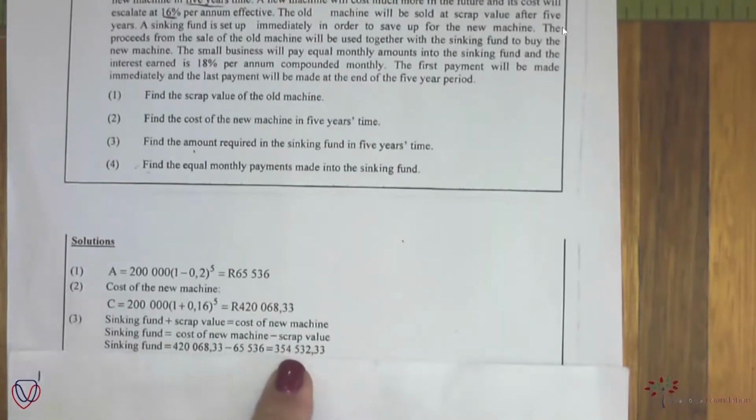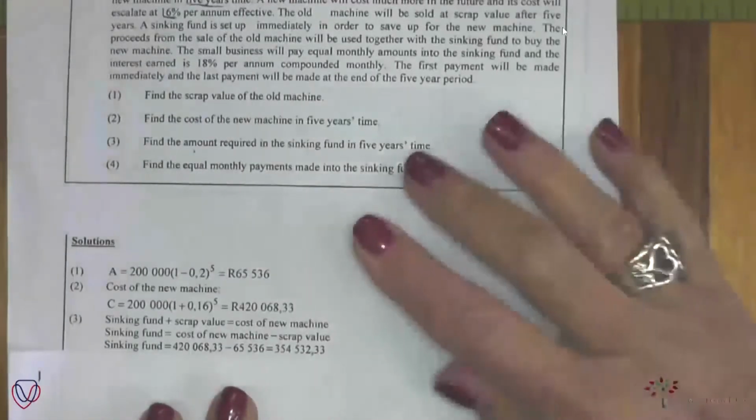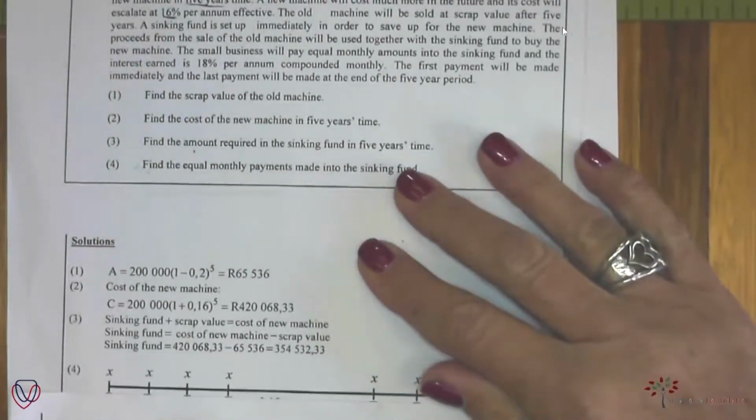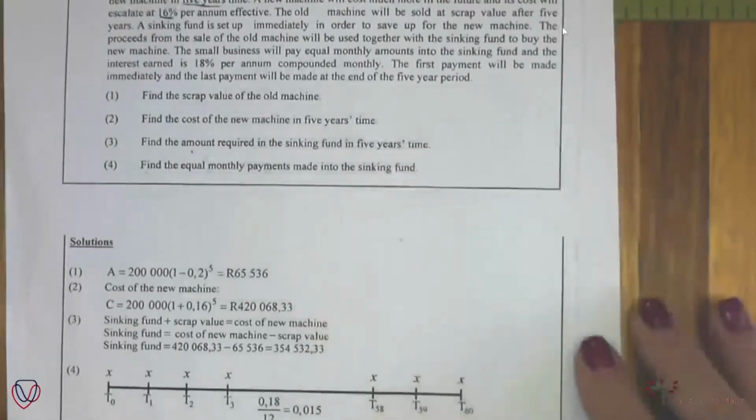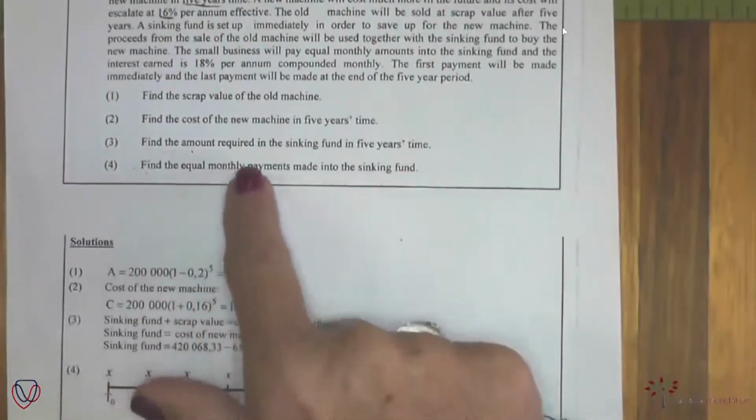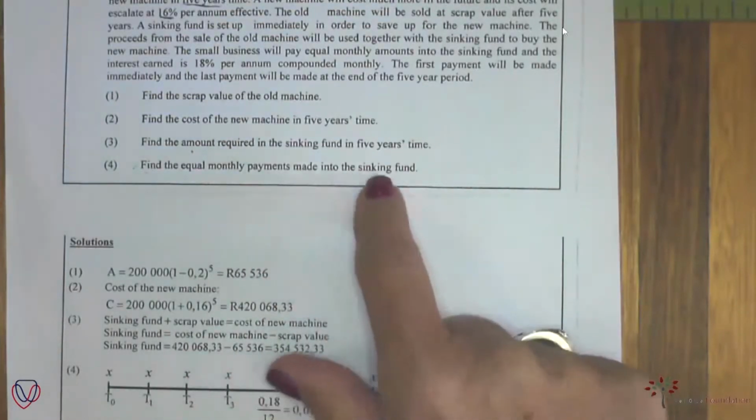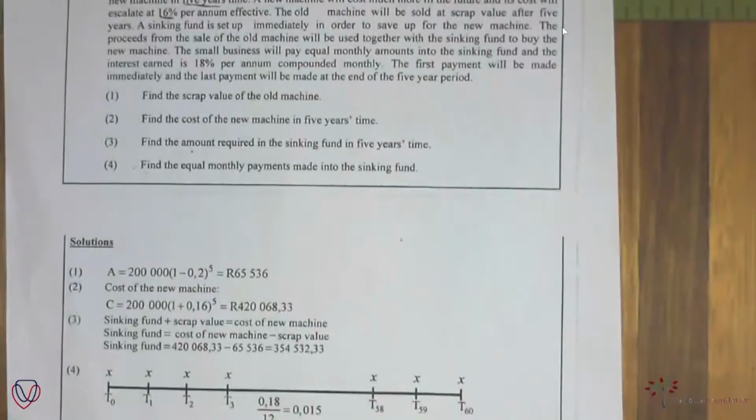So now you must determine what amount must I save every month to get to that amount. Have you got that? People, you must go over this again and again until you understand it. It's not so very difficult. So, number 4, find the equal monthly payments made into the sinking fund. Now, people, he is going to invest money so that he has money at the end of the 5 years. He's going to invest a payment every month so that they have the 354,000.